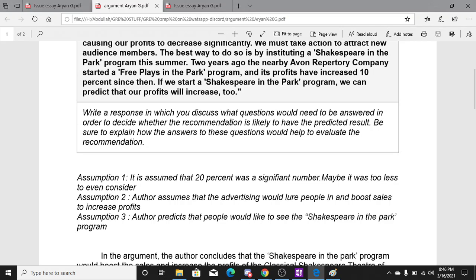Write a response in which you discuss what questions would need to be answered in order to decide whether a recommendation is likely to have the predicted result. So you need to ask questions with a critical tone, obviously. Be sure to explain how the answers to these questions will help to evaluate the recommendation. So not only do you need to ask, but you also have to come up with a solid answer and explanation on how this lame argument can become sound, that kind of thing.